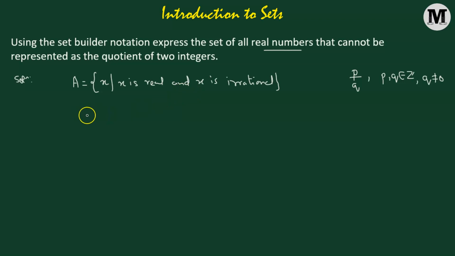Or there is another way of representing this in the set builder form. So here we have the set A containing the elements x such that x belongs to the set of real numbers, but x does not belong to the set of rational numbers.